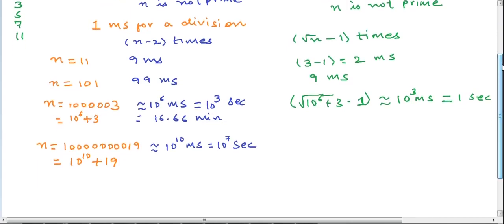If you try to convert this to minutes, hours, and then days, this will be a little more than 115 days, which is quite an impractical time for a program to solve a problem. And let us see how Shyam's program does here. Shyam will take close to square root of 10 to the power 10, which is almost equal to 10 to the power 5. So Shyam will take around 10 to the power 5 milliseconds, which is only 100 seconds, or 1.66 minutes.